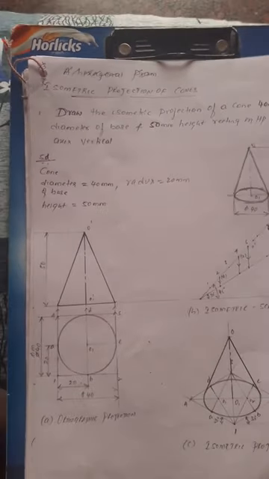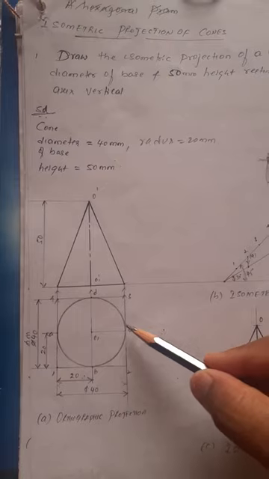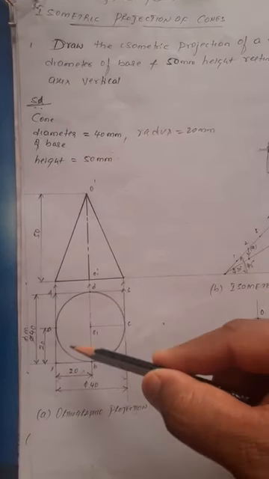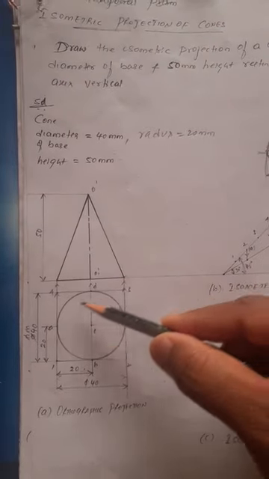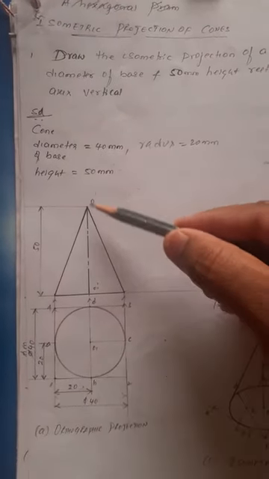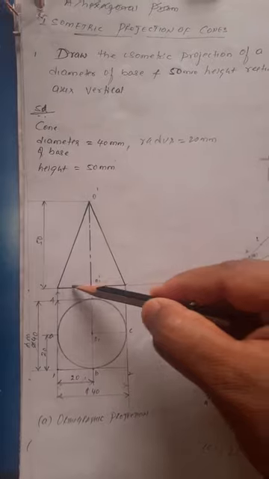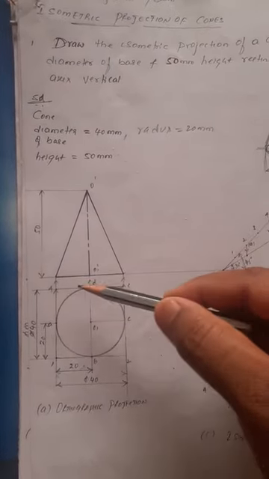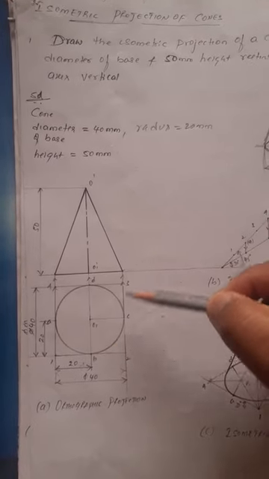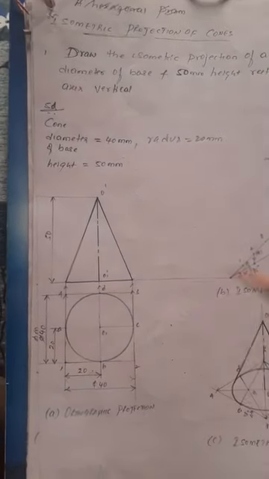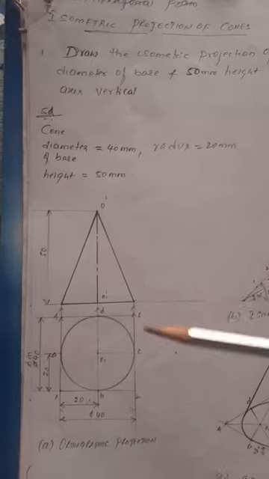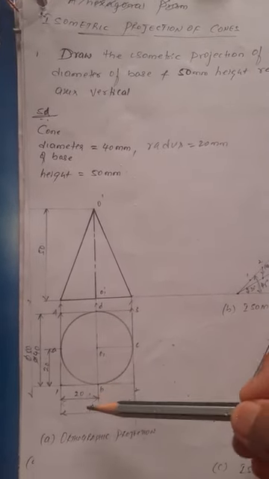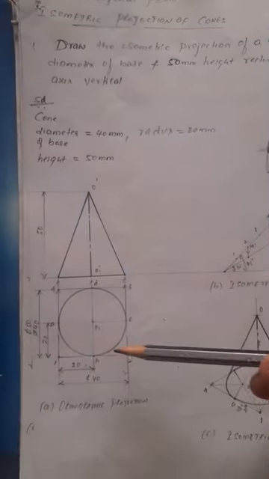Then height is how much? 50 mm. Then you go for drawing the orthographic projection of the cone. The top view is only a circular lamina, it looks like a circle, right? In front view it looks like a triangular shape. Then we bound this circle by a rectangular box. It becomes not a rectangle, it's a square box, right? Now the circle is bound by the square box, and take the dimension, then that is the orthographic projection.